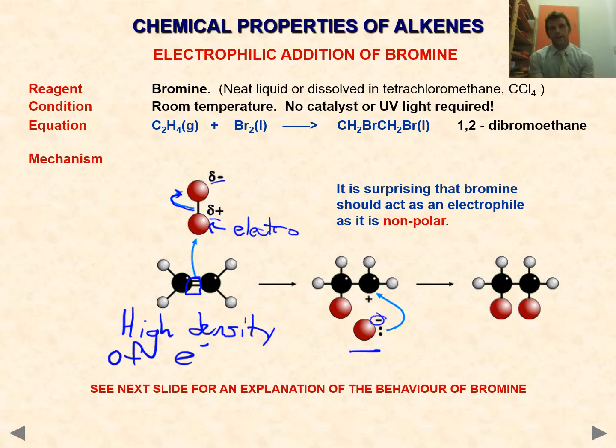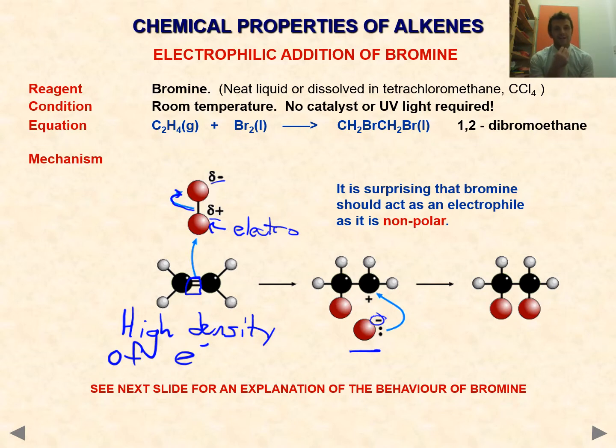Another way that we can have an addition reaction without the use of HBr is if we have a Br2, so this is just 2 bromines, as they orient themselves and approach these double bonds. This double bond actually has a fairly high density of electrons, making this area negative by nature.